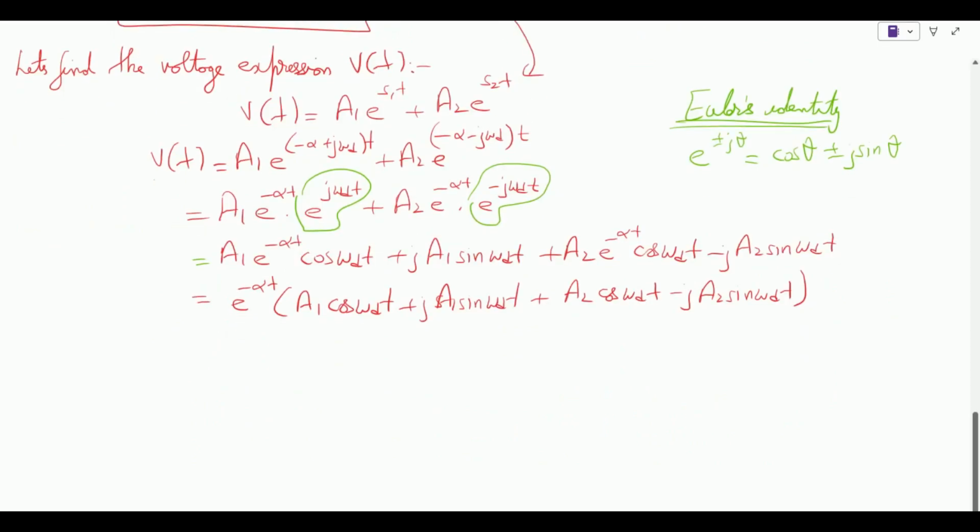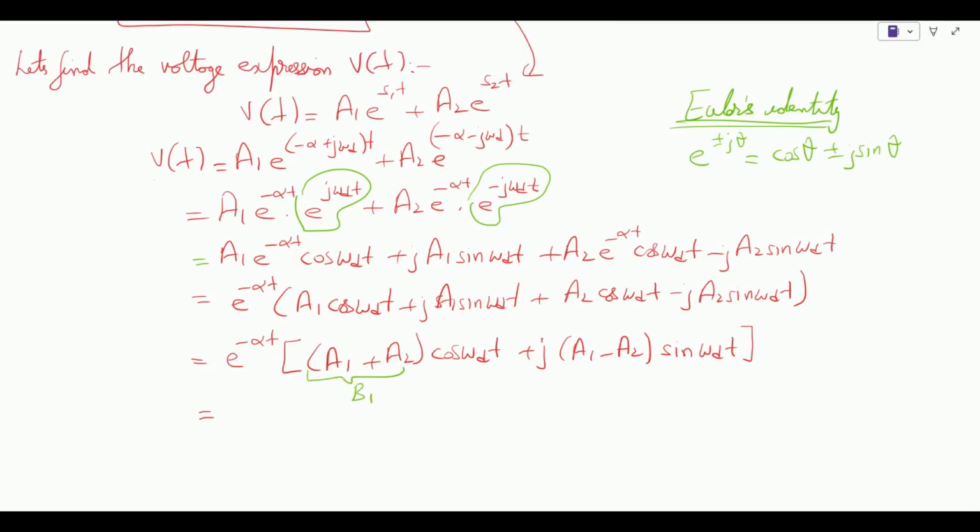We can further simplify this equation by separating the real and imaginary parts. So I can write e raised to power minus alpha t. Now I'm going to sum the real parts together for a1 and a2, which is cos of omega dt, plus the imaginary part j (a1 minus a2) sine of omega dt. And now in order to differentiate our equation of voltage for the underdamped compared to the overdamped, we can write this term in bracket for the coefficients as b1, and this one can be written as b2.